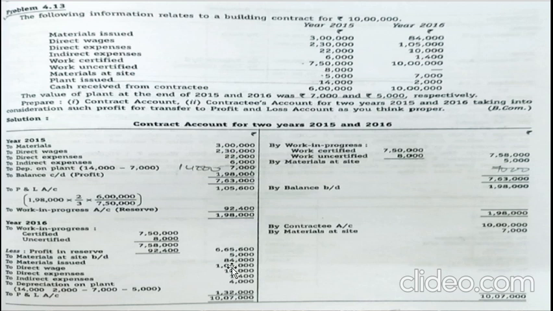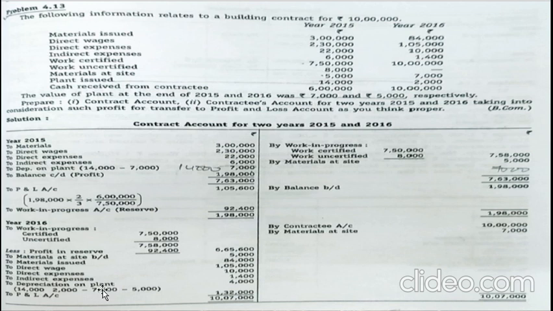Then we bring the work in progress from 2015 to 2016. In the same way, materials of 2015 that were not used are also brought to 2016 for usage, so materials at site brought down is 5,000. Next, materials issued, 84,000. Then direct wages in the problem is 1,05,000, direct expenses is 10,000, and indirect expenses is 1,400.